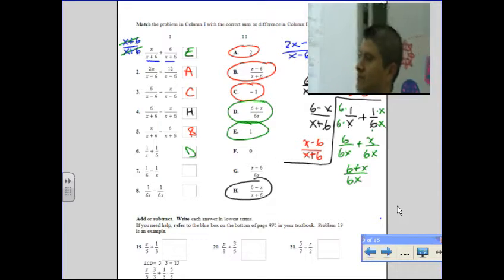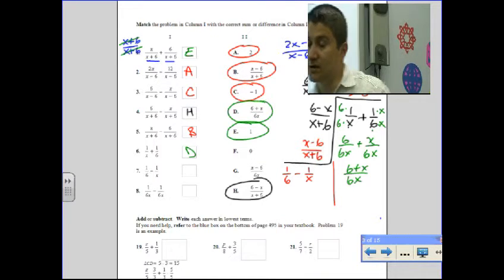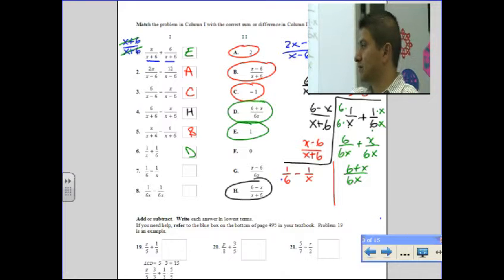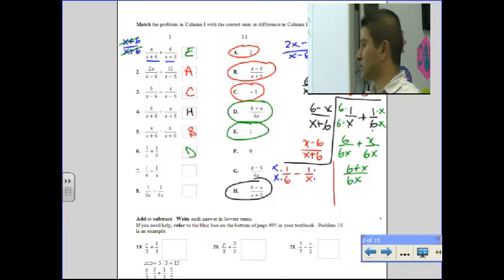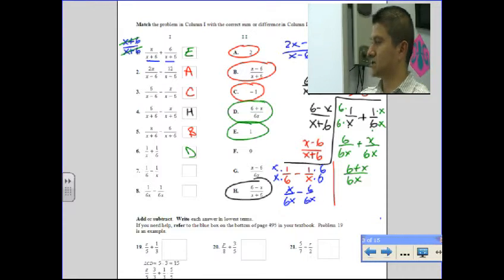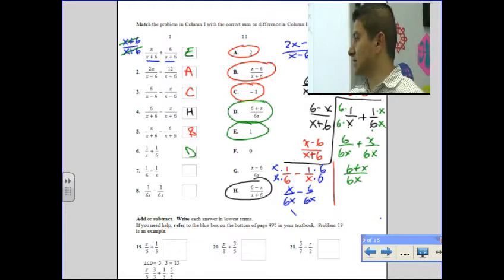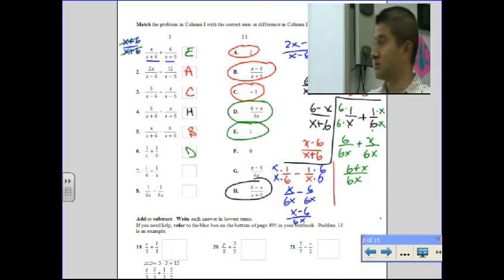And then we get to number 7. Number 7 is kind of like the one we just did. I have 1 over 6 minus 1 over x. I need to get a common denominator between these two, so I will multiply them by each other. The first fraction gets multiplied by x. The other fraction gets multiplied by 6. And then I get x over 6x minus 6 over 6x. Combine the numerators, so that's x minus 6. The bottom is 6x. So that's my answer.